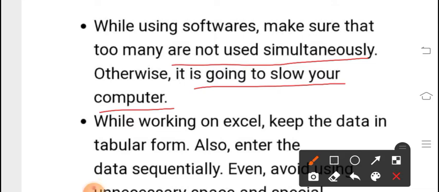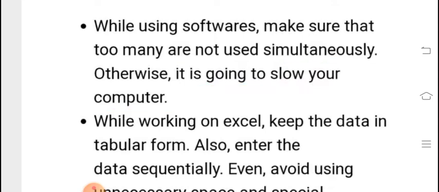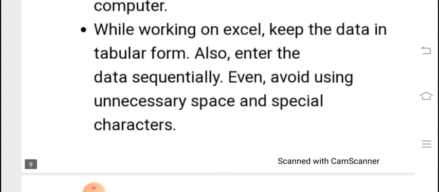If you are opening your browser, Internet Explorer, Google, or any Microsoft Office, Excel, PowerPoint, if you are opening all these things, then definitely your computer will go slow. So try to open one or two only. Don't open so many options over there.